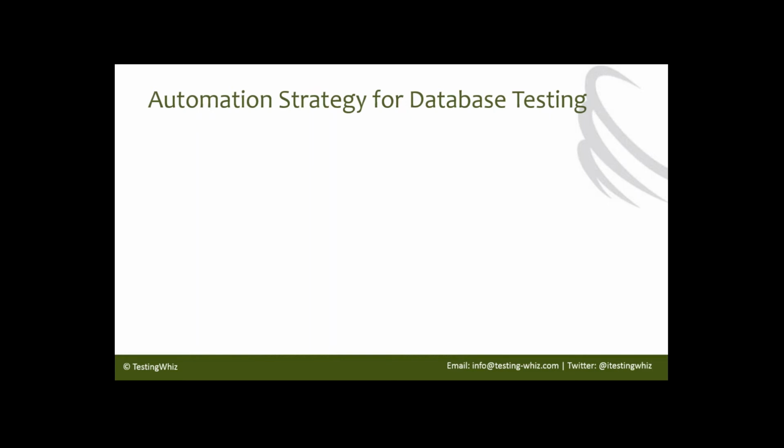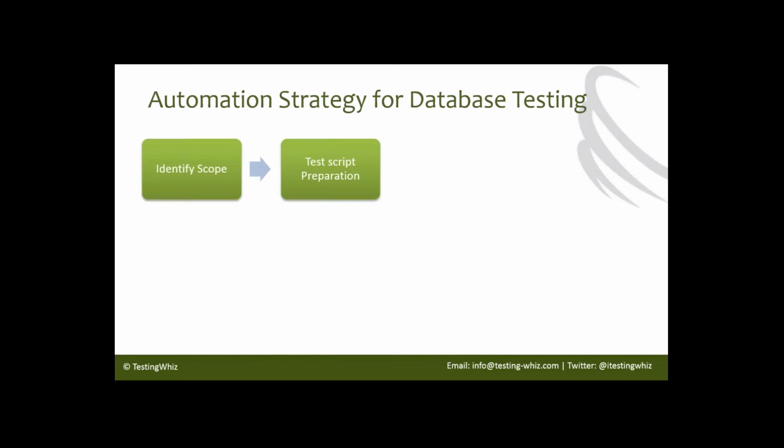Automation strategy for database testing. Now, strategy starts with identifying a scope: data verification, schema verification, health checks, database guideline checks, security checks, and a lot more. We decide inclusions, we decide exclusions. Now, we list down after this all these verification checks.